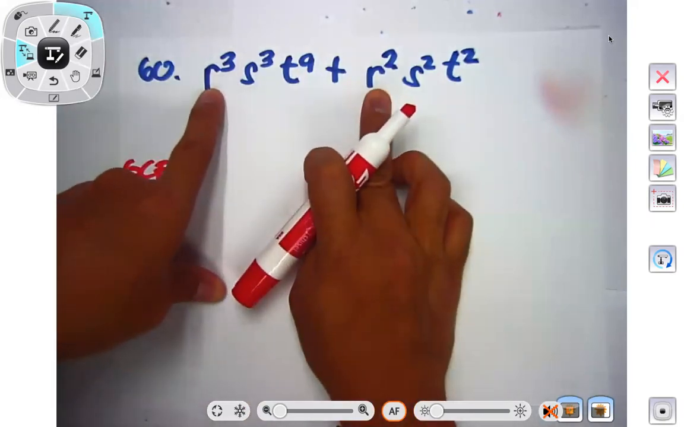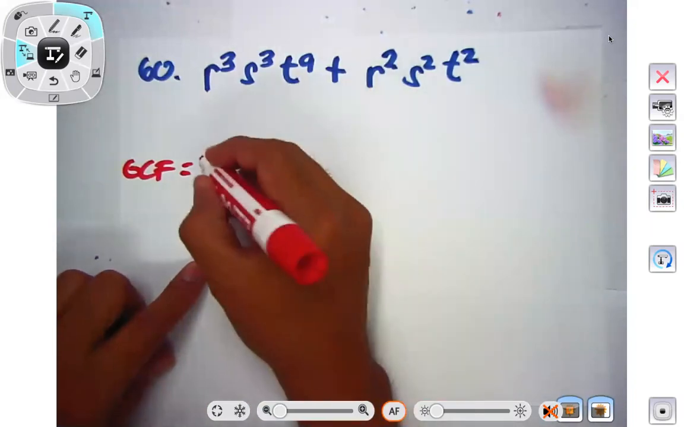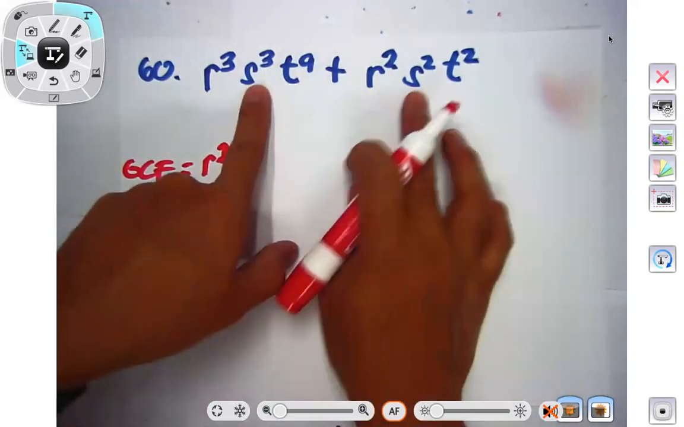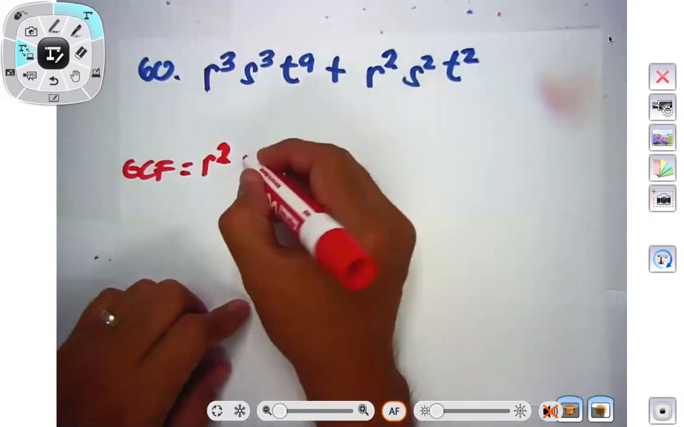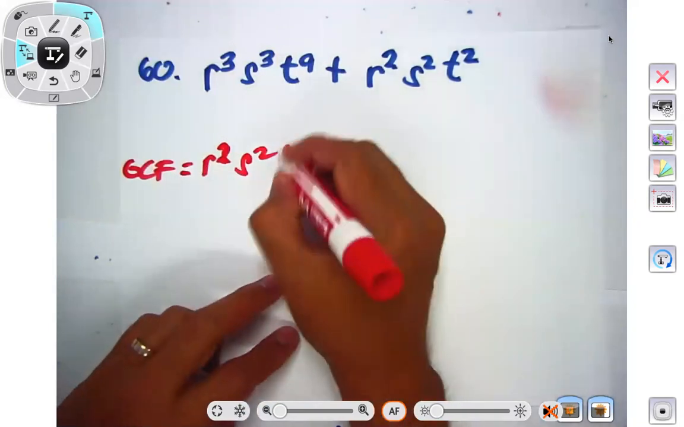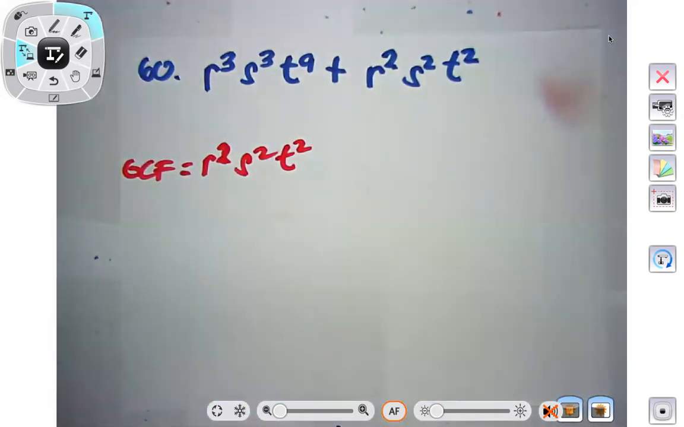Between r cubed and r squared, which one is smaller? It's r squared. So take that in your GCF. s cubed, s squared: s squared. t raised to 9, t squared: t squared. So therefore, our GCF is r squared, s squared, t squared. Well, let's show that.